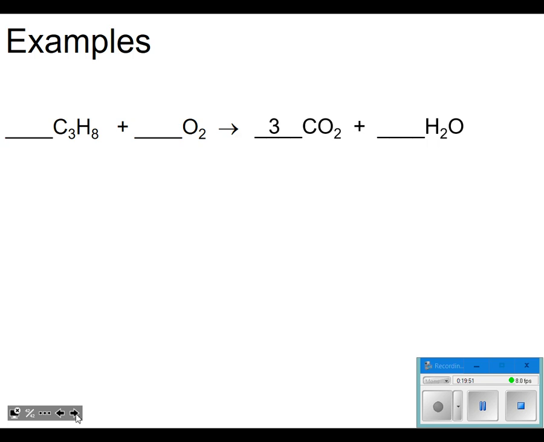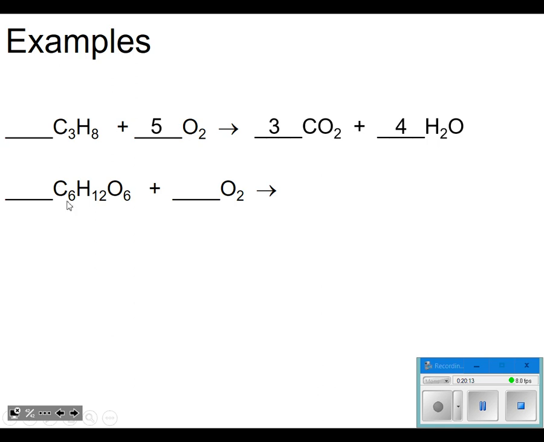So that has us have 3 carbons, and this would make it to where we have 8 hydrogens. 4 times 2 would be 8, and then we count up our oxygen. So we have 3 times 2, which is 6, plus another 4, which would give us 10. So we could put a 5 there.